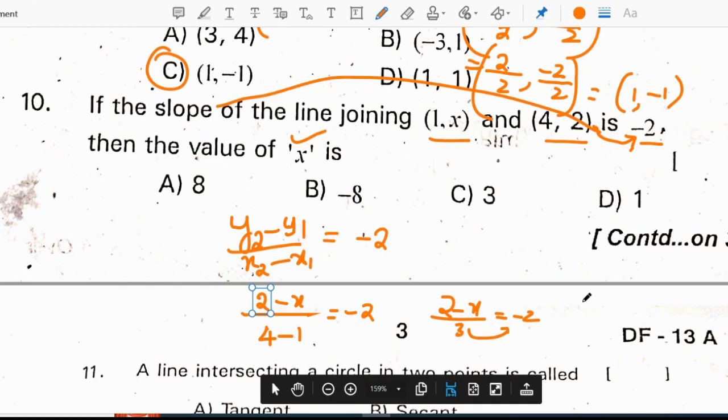When division goes to other side, it will become multiplication. 2 minus x is equal to -6. Minus x is equal to -6 minus 2. Minus x is equal to -8. Negative negative cancel, so x is equal to 8. Correct option for 10th question is A. 8 answer.